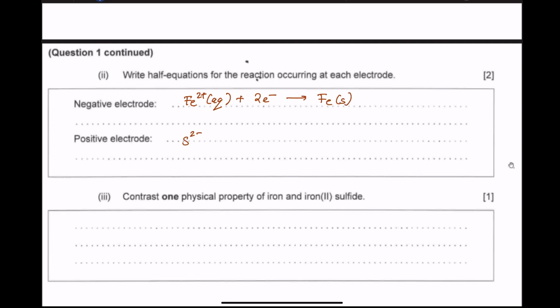Then S2 minus, now actually it'll be 8 S2 minus, which gives you S8 solid plus 16 electrons. Now in the official mark scheme, either it will be S8 or sulfur solid.